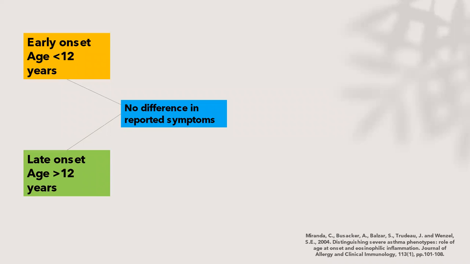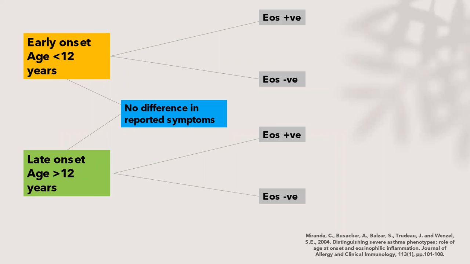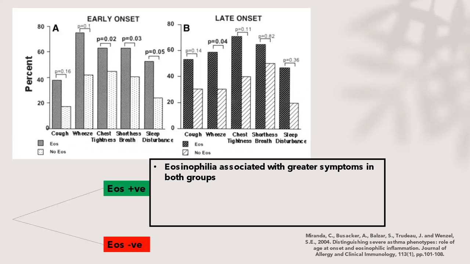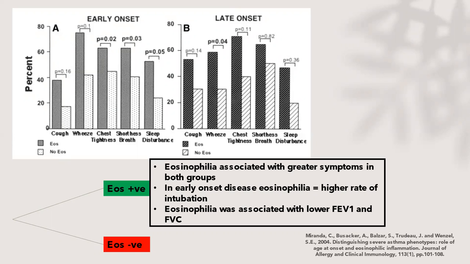So they dug a bit deeper, and as I mentioned earlier, they separated those two groups further into eosinophil positive and negative groups. To summarize, what they saw was that in the eosinophil positive groups, in both early and late onset, eosinophilia is associated with greater symptom severity. So you can see cough, wheeze, chest tightness, shortness of breath. Everything in the early and late onset is worse in patients who had higher eosinophilia. And then in the early onset group specifically, the high eosinophil group had a higher rate of intubation and also had a lower FEV1 and FVC.